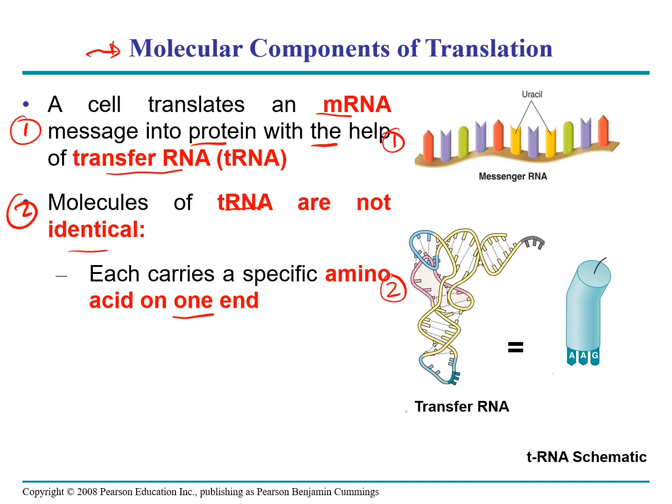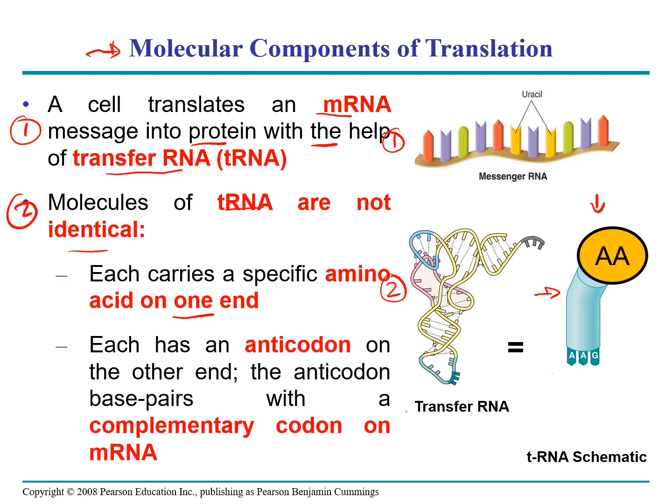Here, for example, you can see a diagram of a tRNA, and on one end they will have an amino acid, and at the other end they will have this structure that is called an anticodon, and the anticodon base pairs with a complementary codon on the messenger RNA. So here you will have a messenger RNA that will attach.